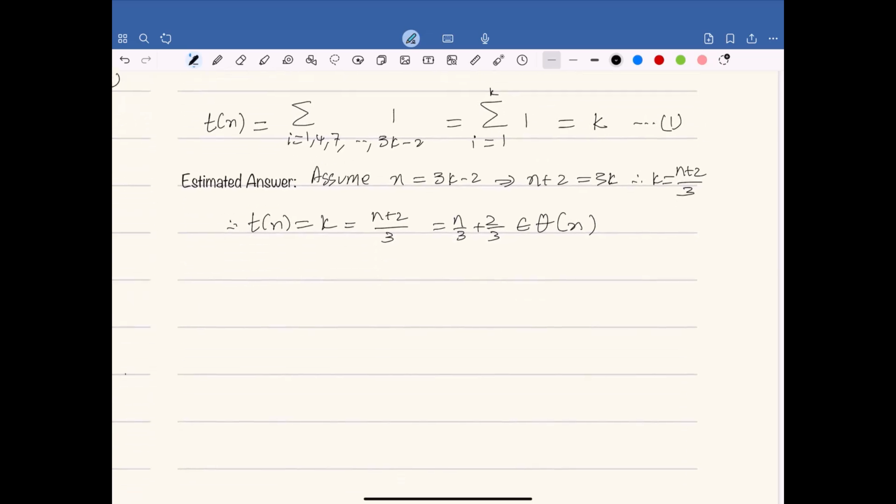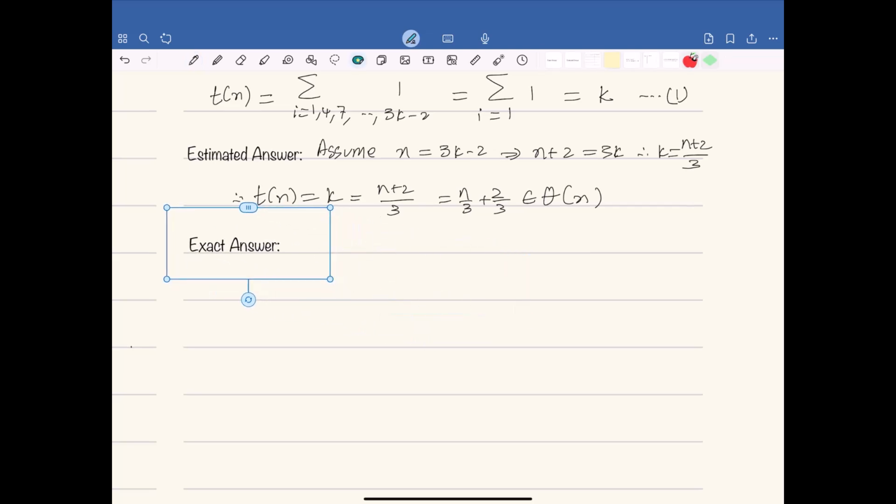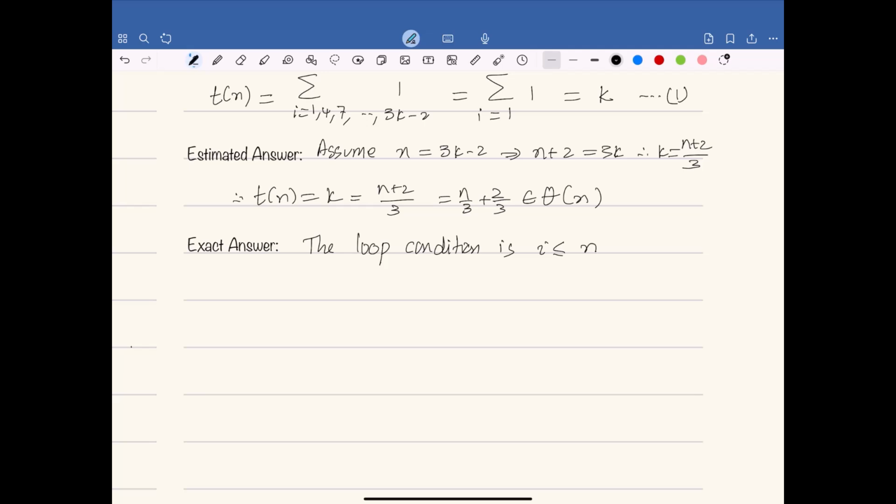Now for the exact answer, we will assume that n is any value. So the loop condition is I less than or equal to n. Now substitute the value of I by the equation. So we will have 3k minus 2 less than or equal to n, and this is less than 3 times the next value of k, which is k plus 1, minus 2.